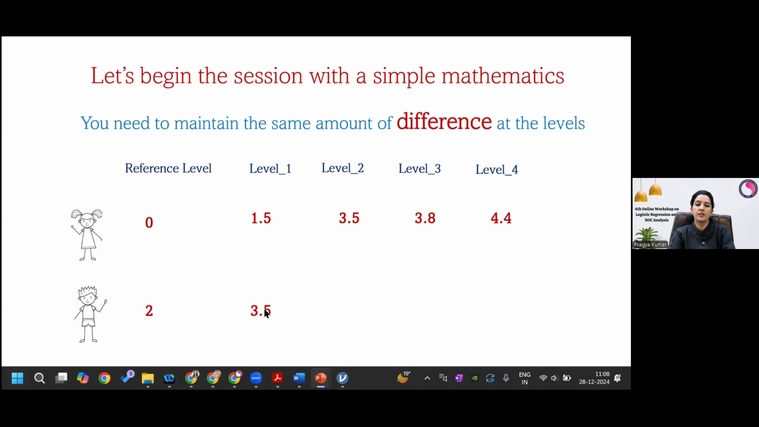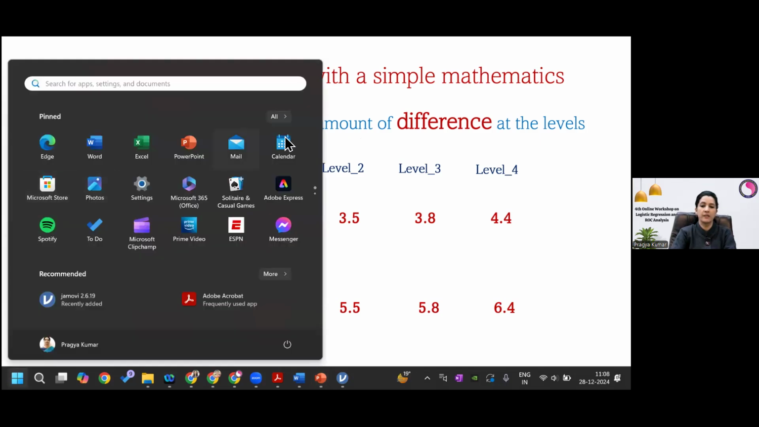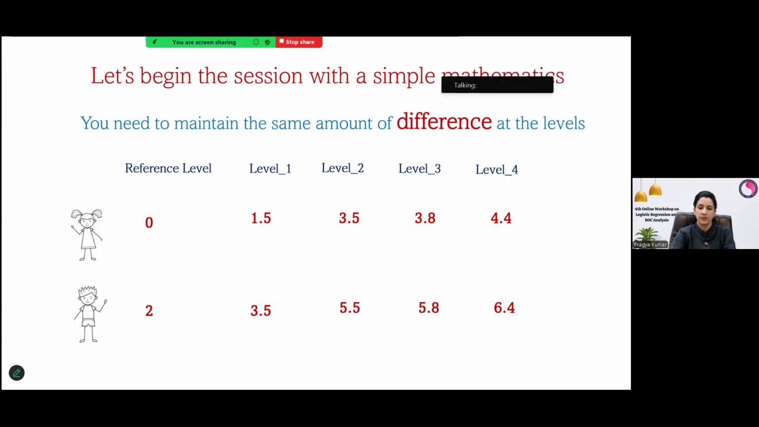This is 1.5 and 3.5. If it is 1.5 here, what value will it be here? It will be 3.5. Again, if it is 3.5, what value will be here? Yes, all of you please type. Very right. At level 3, 5.8. Yes, and at level 4, 6.4. Right, true. So what is this actually? These levels are basically the levels of the dependent variable.